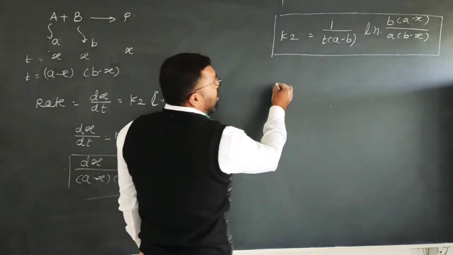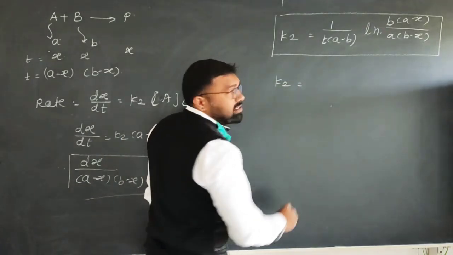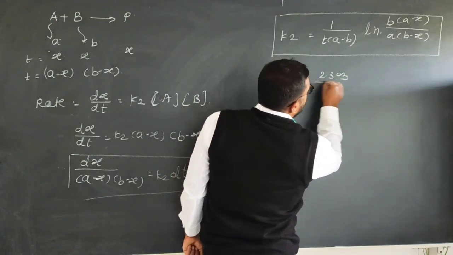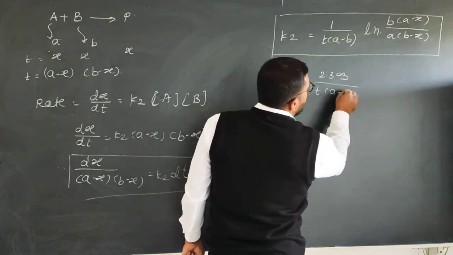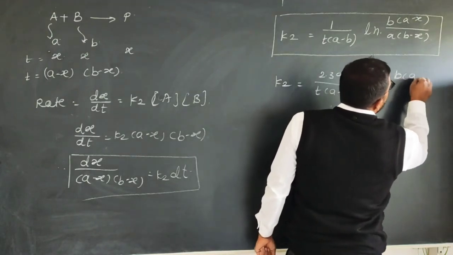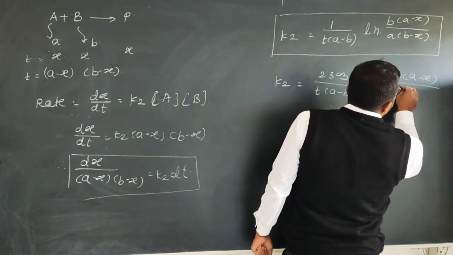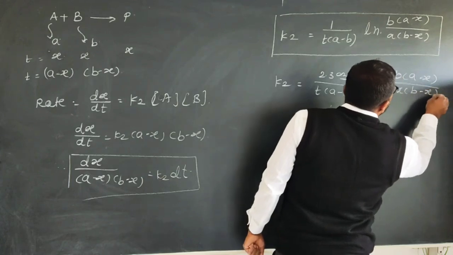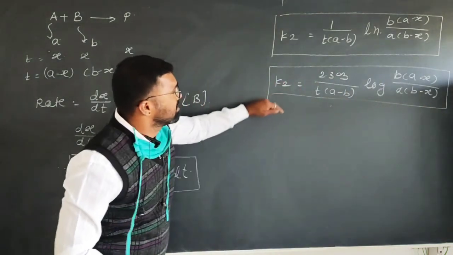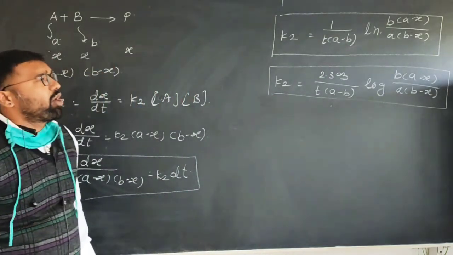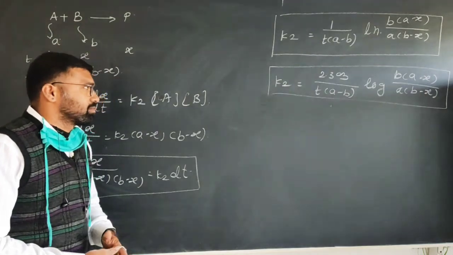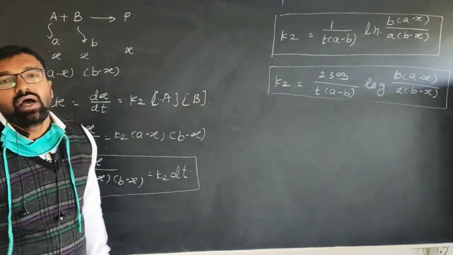If you want to make the logarithm to the base 10, then K2 is equal to 2.303 upon t into (a minus b), logarithm to the base 10 of b into (a minus x) upon a into (b minus x). This is the final derivation for the second order reaction with unequal initial concentrations, or two different types of reactant.